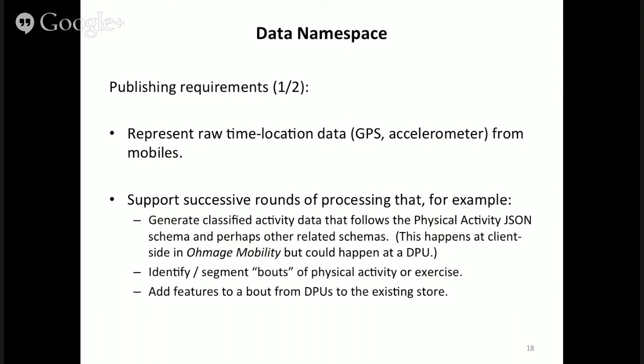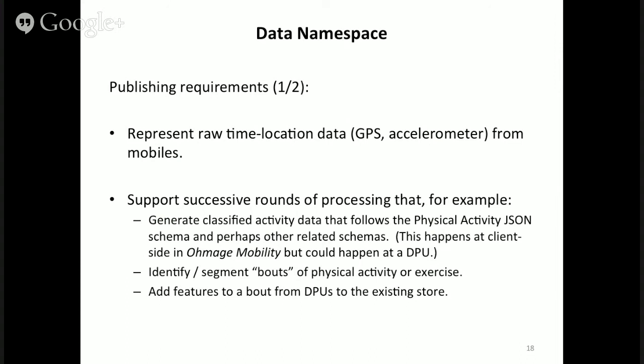So the general idea in this ecosystem is people publish raw time location traces or raw physical activity traces, and then those things are subsequently processed and returned into the data ecosystem for use by other components or by the visualization component. Now, the reference application is called Homage and has an Android client-side application with a supplemental application called Mobility, so Homage Mobility generates already activity classified data.